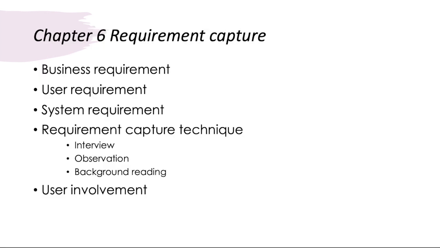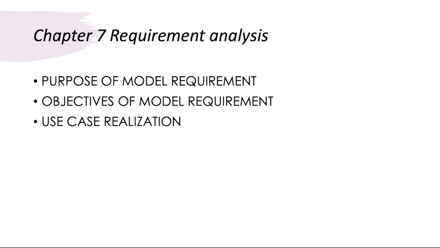Chapter 6. In this chapter, we focus on collecting all requirements, which are business requirements, user requirements, and system requirements. Business requirements refer to the objective of the system, the goal of the project. User requirements refer to stakeholders and their activities. System requirements are functional and non-functional requirements. We also focus on requirement capture techniques, for example, interview, observation, background reading, and also user involvement.